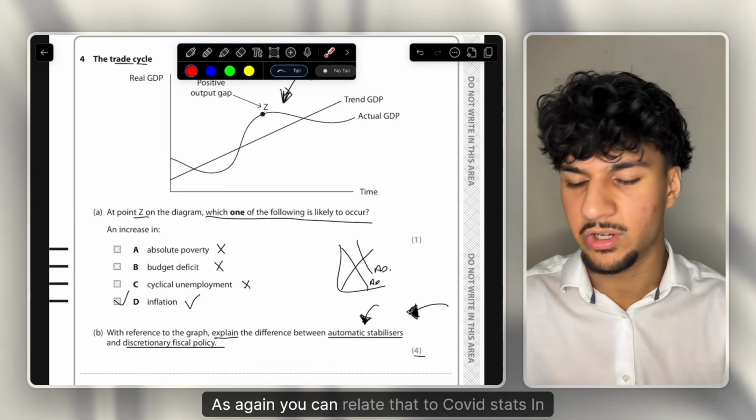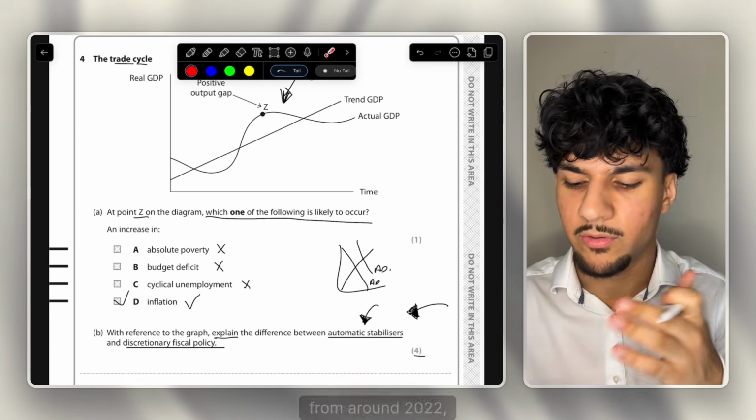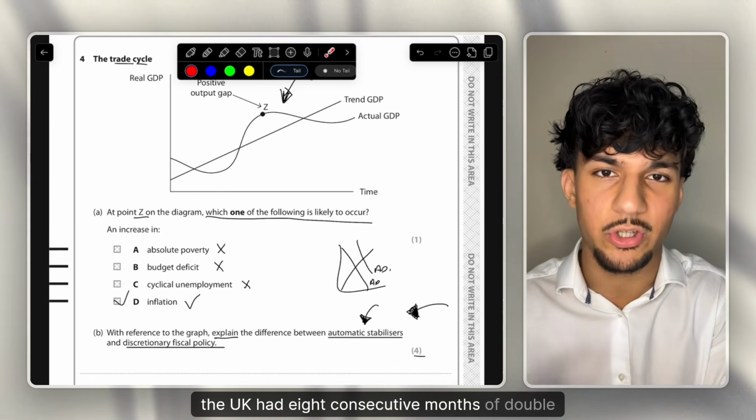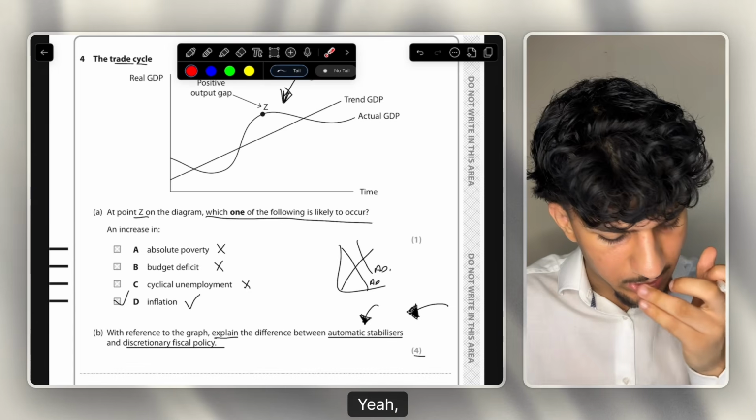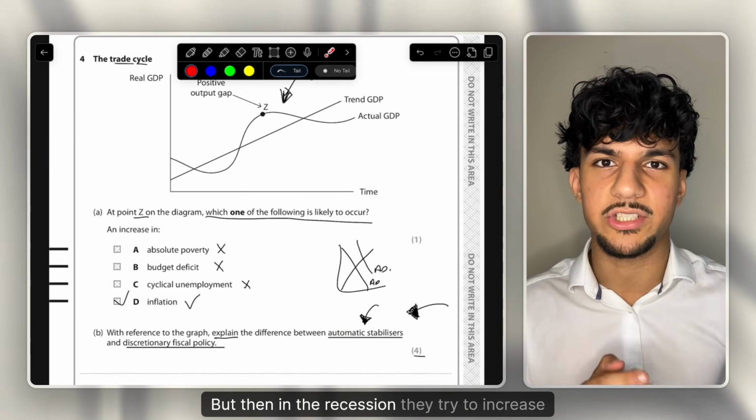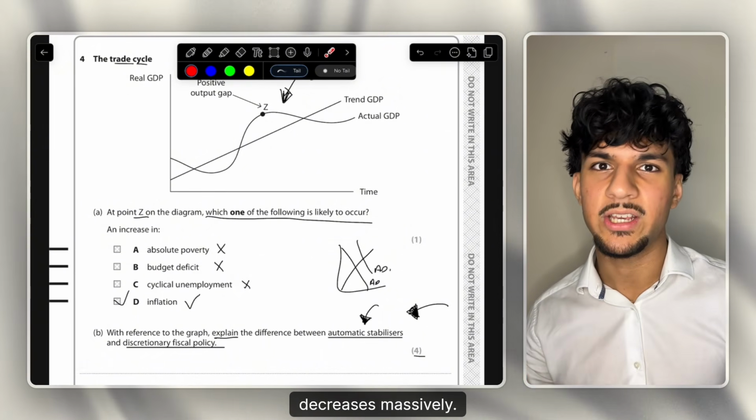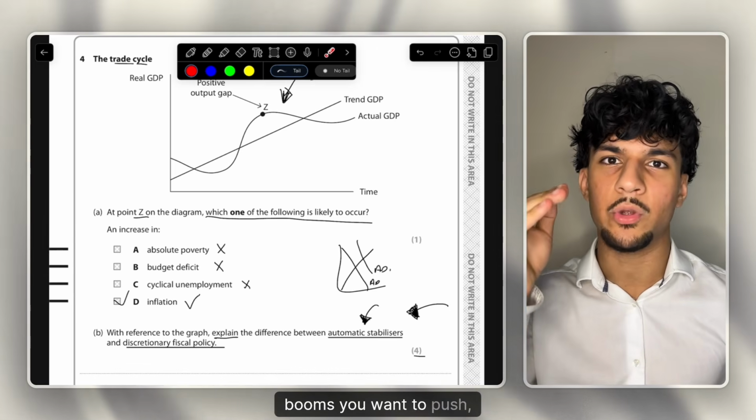Again, you can relate that to COVID stats. Around 2022 to 2023, the UK had 8 consecutive months of double-digit inflation, and of course you do not want very high levels of inflation. So one role of automatic stabilizers is to cushion demand in the boom, but then in the recession they try to increase demand, because in recessions GDP decreases massively, so you want to push demand up in recessions, whereas in booms you want to pull that down.